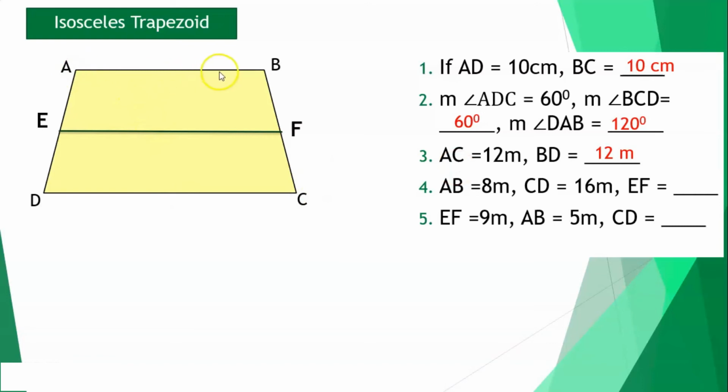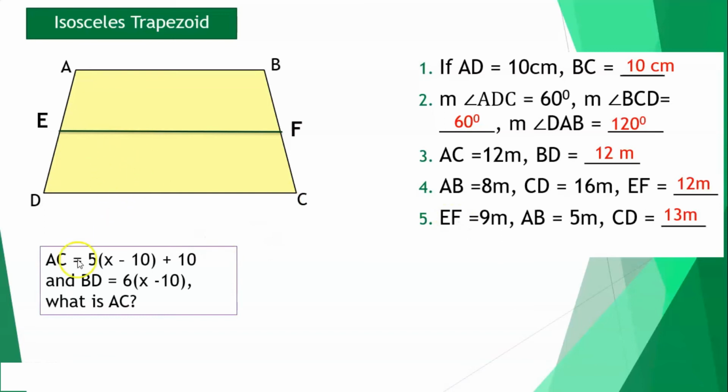Next, if A to B is 8 meters and C to D is 16 meters, to find EF, 8 plus 16, that's 24, divided by 2. So that would be 12 meters. Okay, next. If the median here is 9 meters and AB here is 5, to find CD, double the median. So 9 times 2, that's 18, minus 5, so that would be 13 meters.